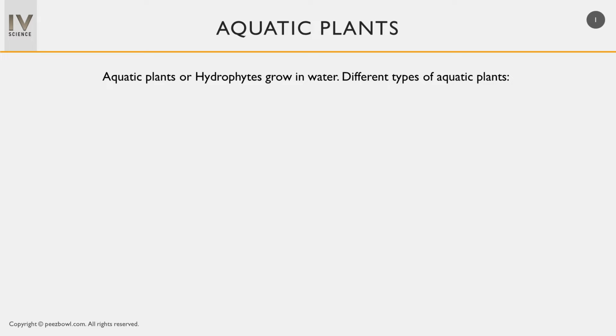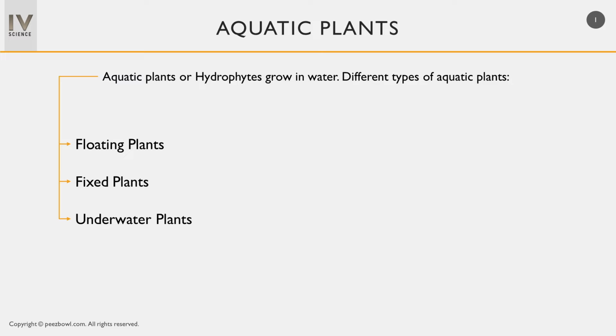There are different types of aquatic plants which are floating plants, fixed plants, and underwater plants. Let us see all these types of plants in detail. First, let us see floating plants.